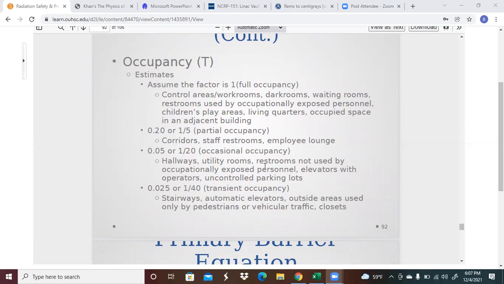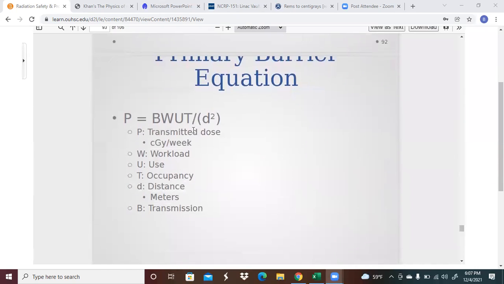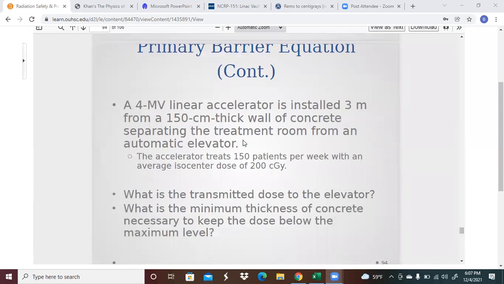If it's a hallway or a utility room, or restrooms not used by occupationally exposed personnel, we knock it down even further to 0.05. And if we're looking at stairways, automatic elevators, or areas where pedestrians are or whatnot, we knock it down even further than that to 0.025. But this is the equation that's going to end up being used for primary barriers.